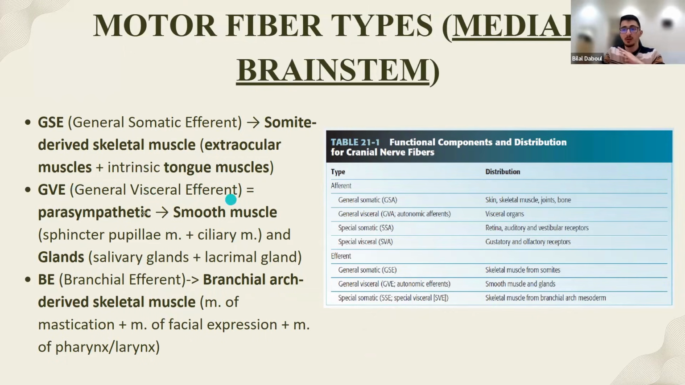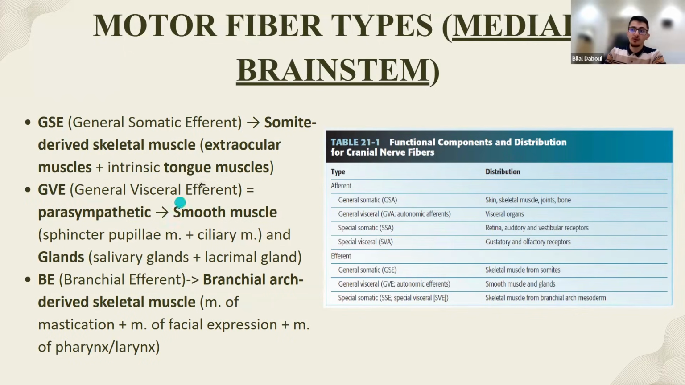Now, finally, you have the third category of nerve fibers, which is GVE, general visceral efferent, which is synonymous with parasympathetic fibers. Parasympathetic fibers generally in the body supply smooth muscles. An example would be the sphincter pupillae muscle and the ciliary muscle supplied through the oculomotor nerve, and glands too. So salivary glands and the lacrimal gland. That's a very important point. The salivary glands include three major glands: submandibular, sublingual, and the parotid.